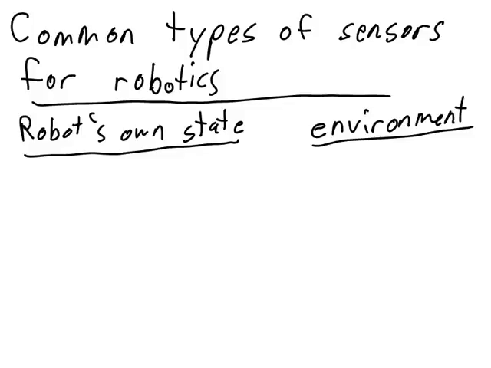Let's now take a look at a couple of the common types of sensors that are useful to use in robotics. We'll split up these sensors into the two categories that we mentioned earlier: sensors that are used to give the robot information about its own state, and sensors that are used to give the robot information about its environment. Under the category of sensors to give the robot information about its own state, one of the types of information we commonly want the robot to have about its own state is the position of its own joints.